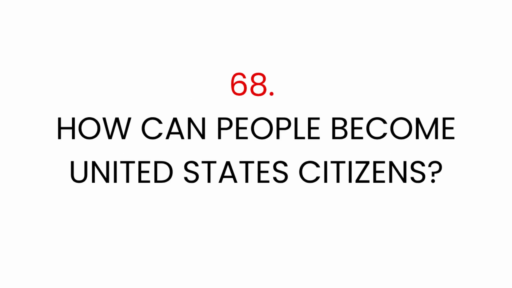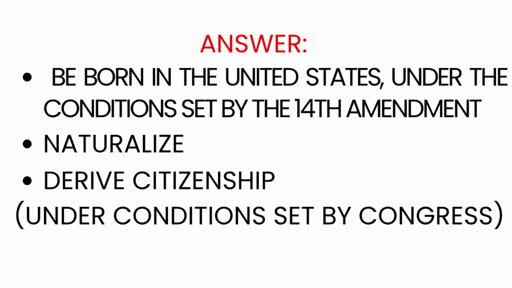How can people become United States citizens? 1. Be born in the United States under the conditions set by the 14th Amendment. 2. Naturalize. And 3. Derive citizenship under conditions set by Congress.